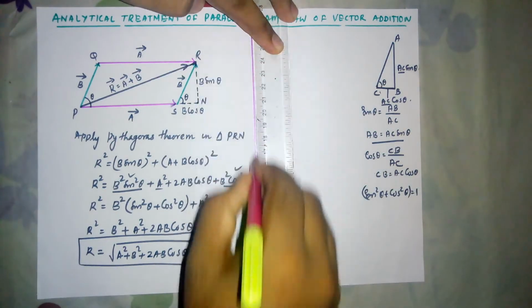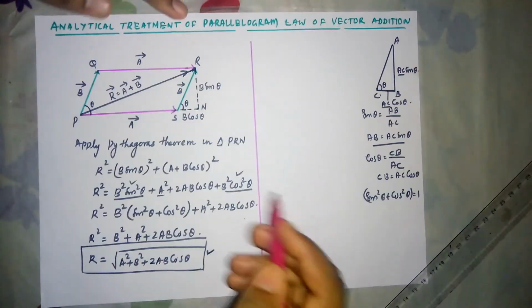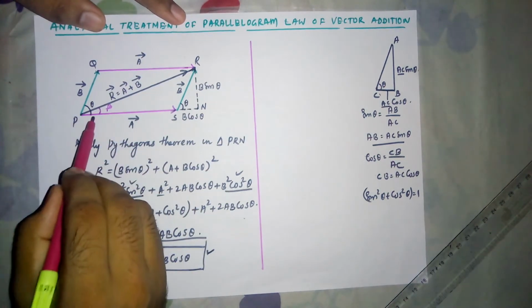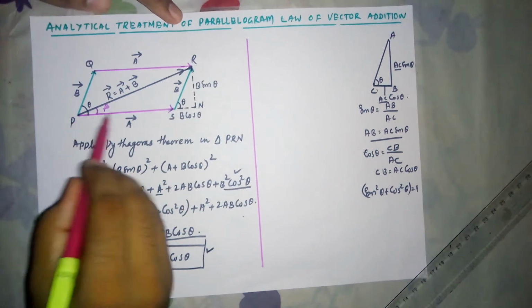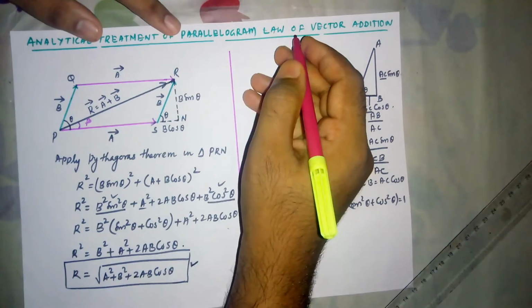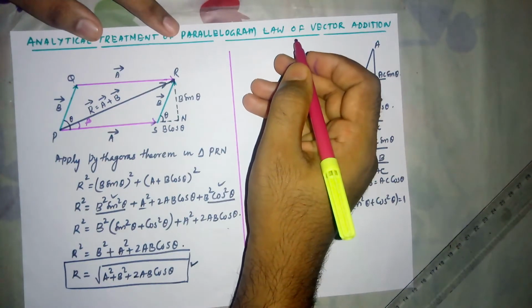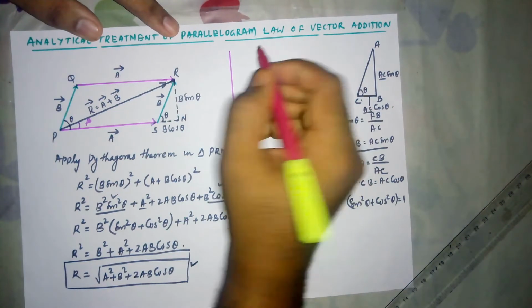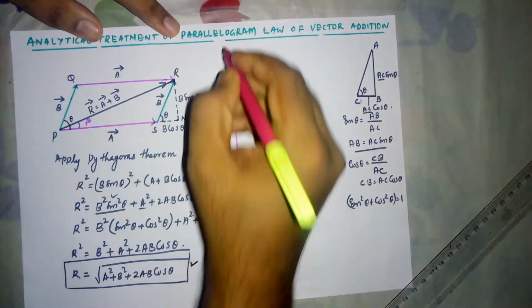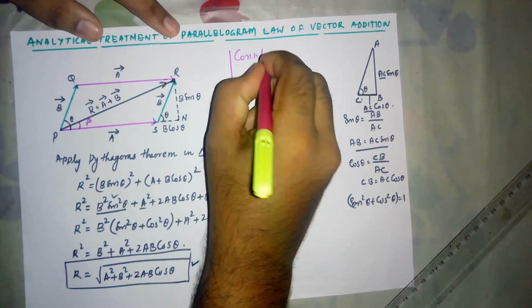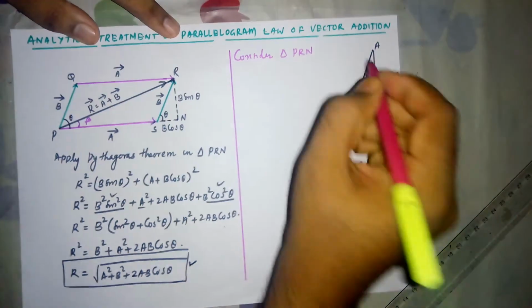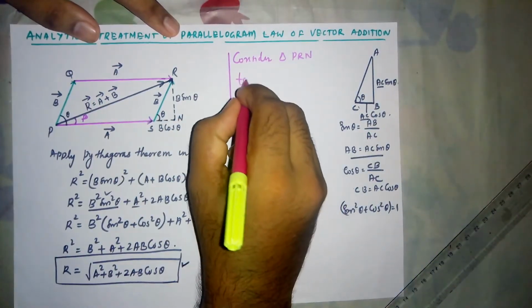Direction, I'll tell you. Suppose this angle is beta. This angle is beta. This angle means the angle between vector A and the resultant. That is what beta is. Now again, we have to apply the trigonometric rule on a triangle. Consider triangle PRN. Again PRN. Then tan beta will be equal to what?